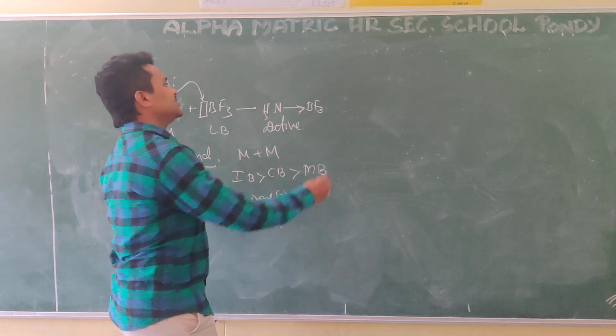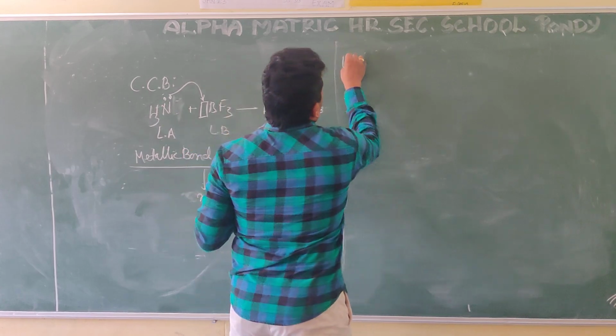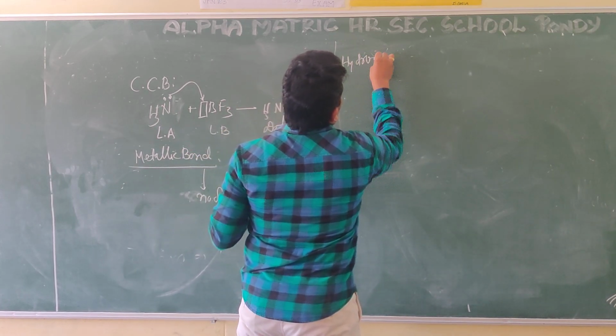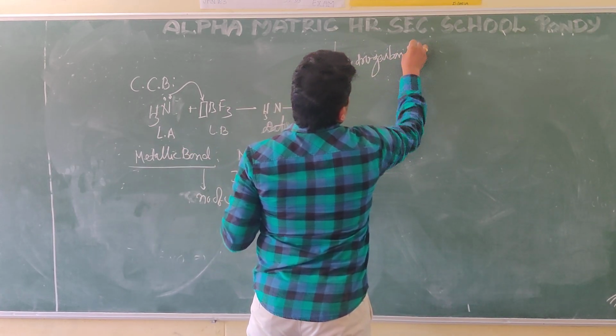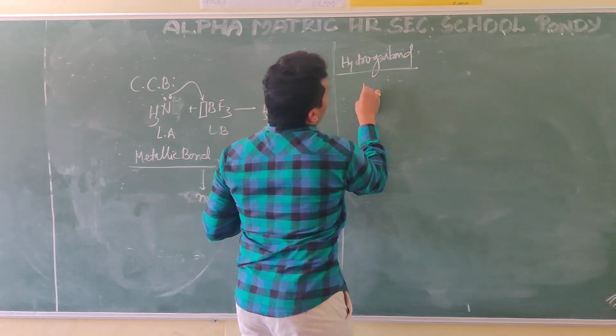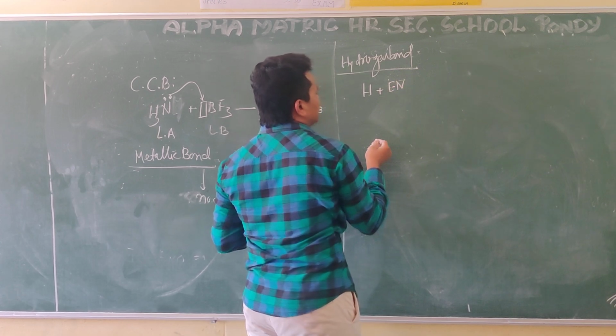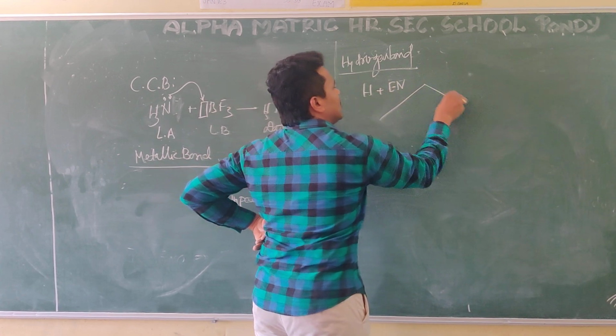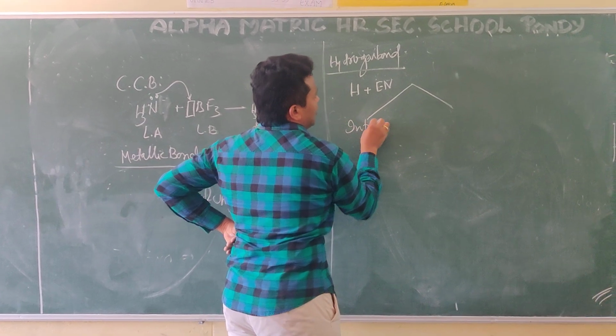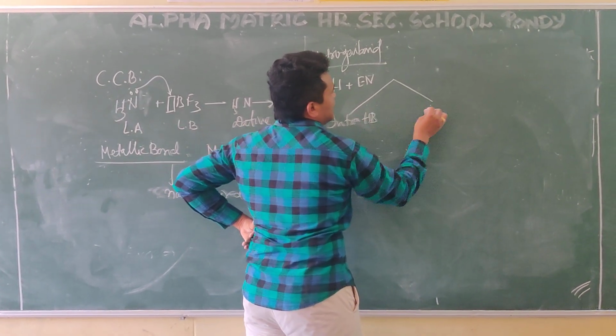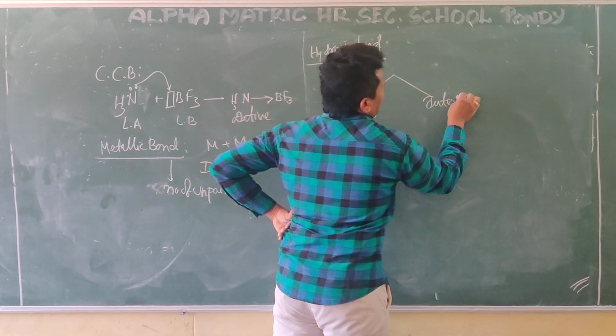The other one is the hydrogen bond. What is this hydrogen bond? It is the weakest bond. It forms between hydrogen and a more electronegative element. Here two types are there: one is the intramolecular hydrogen bond, the other is the intermolecular hydrogen bond.